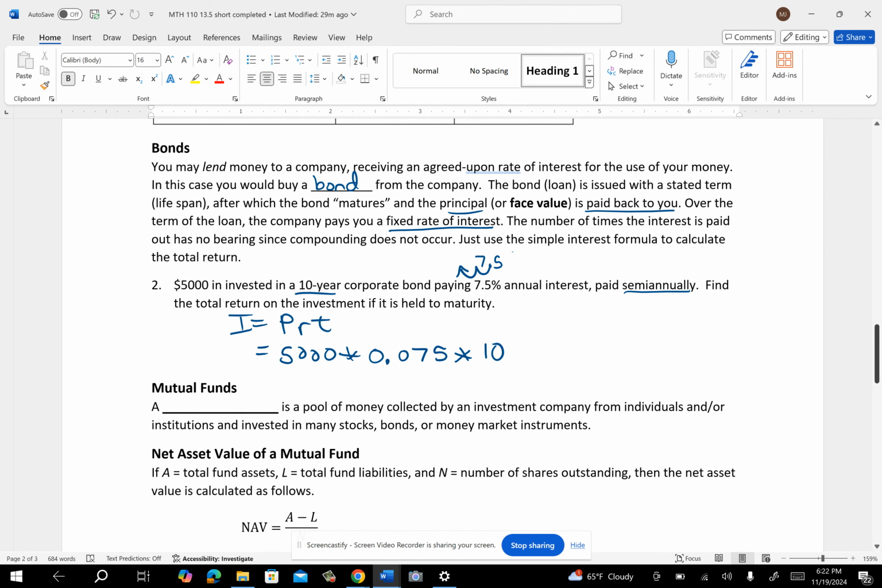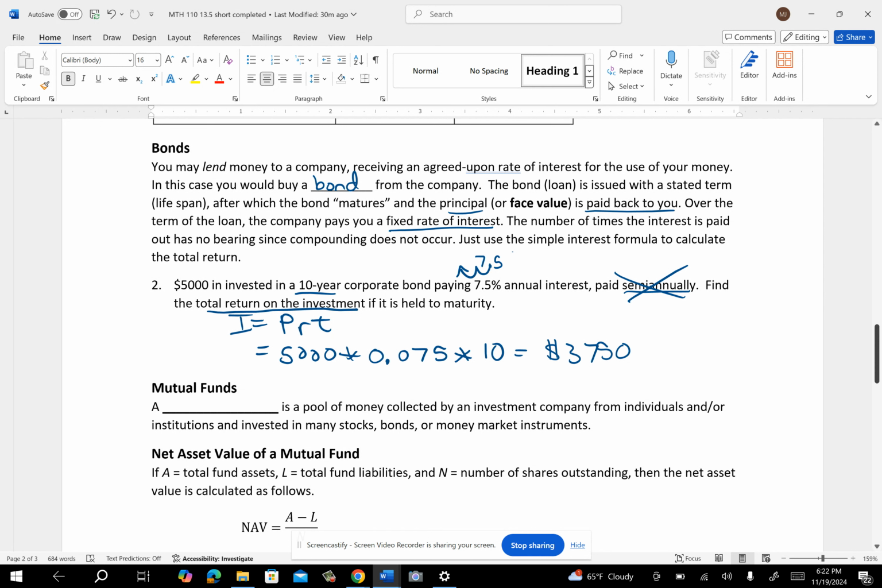You don't need to worry about the semi-annually, the n equals 2 thing, because the interest is calculated just using the simple interest formula. So if you want the total return on your investment, over the time they hold your money, you'd actually make $3,750. Now they're going to pay you the $5,000 back, and on top of that, they're going to pay you $3,750 as well. So ignore that, because there's no compounding with bonds. Just use the simple interest formula when you're asked to find the total return on the investment.